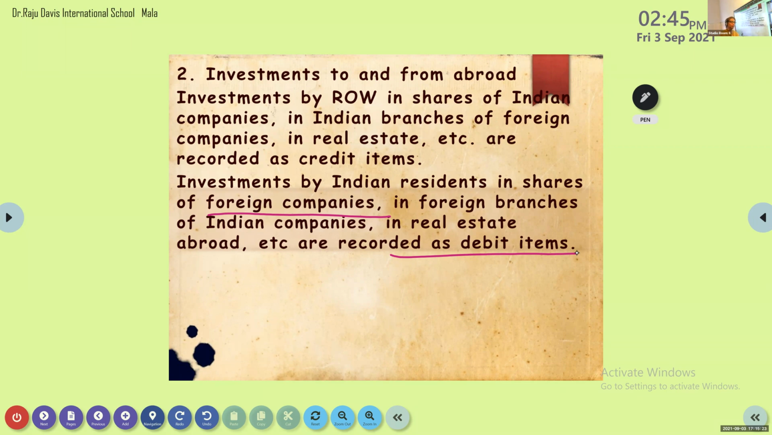Just read all these things once more to make that clear in your mind: anything when we buy, in the sense money is going from my hand, I'm using that money. Whenever uses are coming, it will be recorded in the debit item. So whenever Indian residents are buying shares of foreign companies, this will be marked in the debit item. Or maybe foreign branches of Indian companies, in the sense, Indian companies set up in foreign countries. There also, when you are buying the shares, it is actually set up outside, so your money is going. And if you are spending money for real estate, or you are buying some land, property, your money is going. It is an asset for you, but at the same time, money is going out. It is an outflow. That is why it is recorded in the debit item.